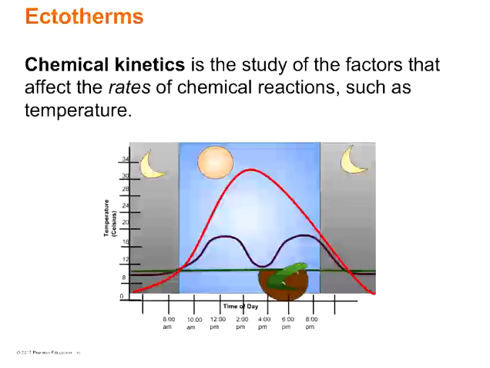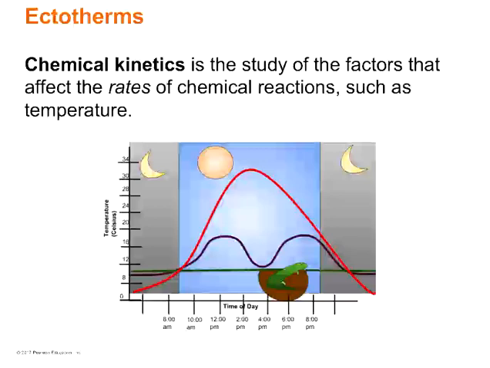Chemical kinetics is the study of the factors that affect the rates of chemical reactions, such as temperature. Your textbook goes over an example of what are called ectotherms. Those are animals that regulate their body temperature based on their surrounding temperature, whereas mammals regulate their body temperature through metabolic activity. Down below we have a nice little graph of a lizard's body temperature throughout the day.